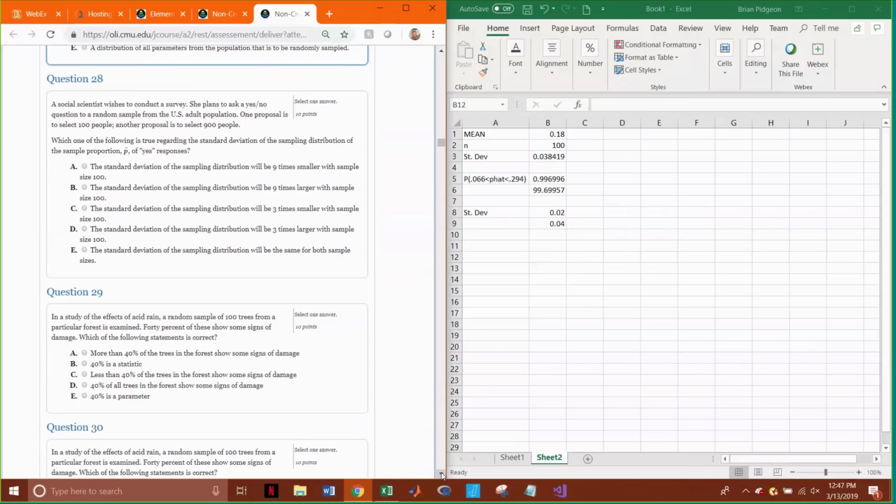A social scientist wishes to conduct a survey. She plans to ask a yes-no question. One is to sample 100 people and the other one is 900. Same thing as before. The standard deviation of the sampling distribution of 100 people is going to be larger than the sample with 900 people. So, how many times larger? Well, to get from a sample size of 100 to 900, we multiply by 9. Now, because our standard deviation formula has a square root, we take the square root of that multiplier. So the square root of 9 is 3. Therefore, it's 3 times larger with a sample size of 100.